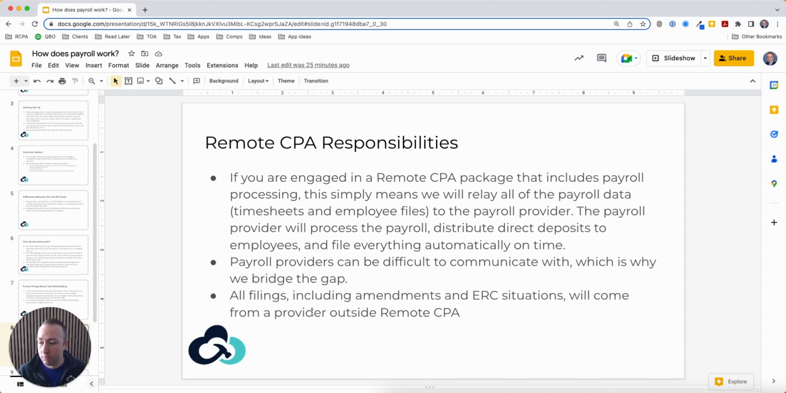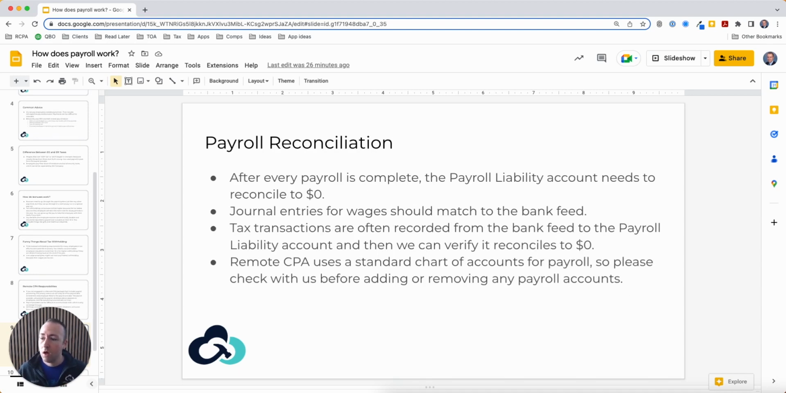And the provider outside of Remote CPA is the one that will handle all the filings, all amended things. So if there's an error on the 941 for whatever reason, the payroll provider will handle that, and the employee retention credit is above and beyond our scope of payroll. Let's talk about payroll reconciliation.